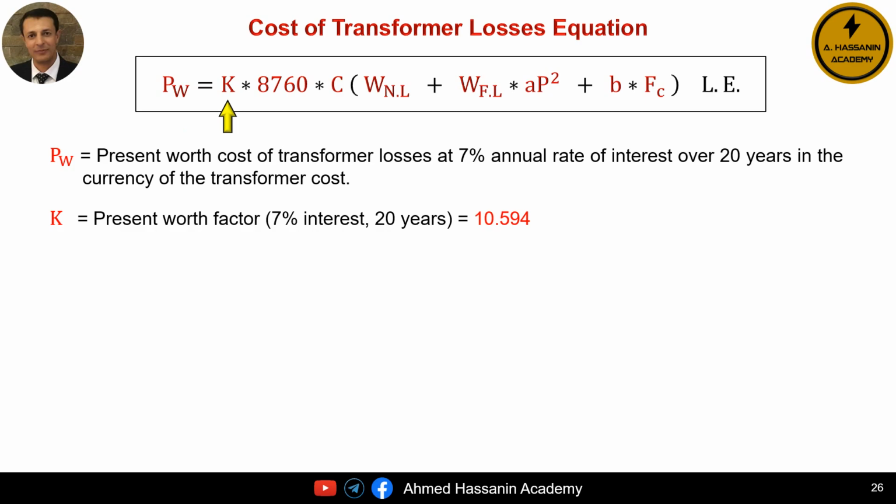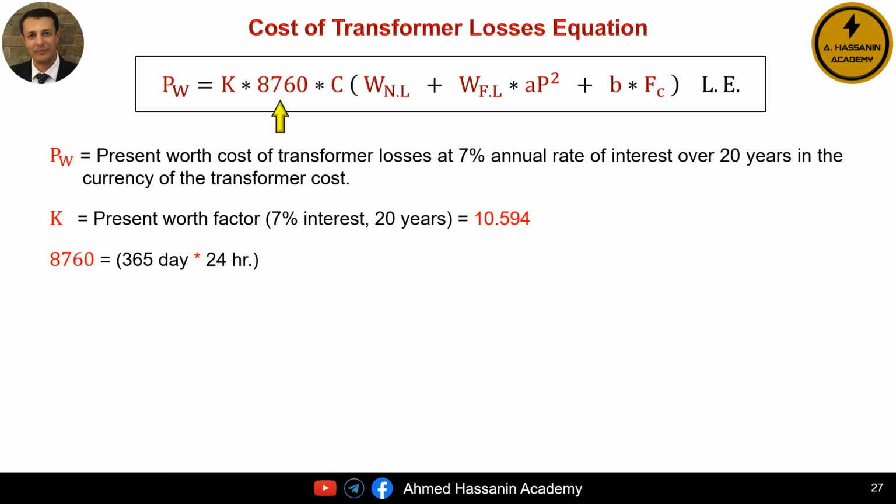As for K, it is the annual interest factor calculated at a rate of 7% over a period of 20 years, and this factor equals 10.594. As for the number 8,760, it represents the total number of hours in 1 year, because as I mentioned, the cost of the losses is calculated over the period of 1 year, that is, over 365 days.